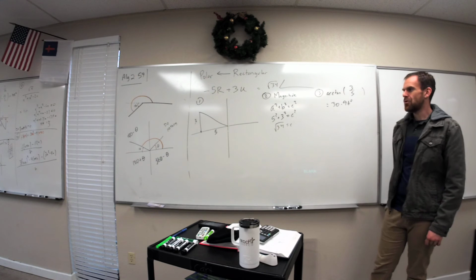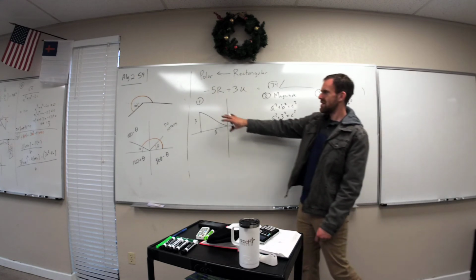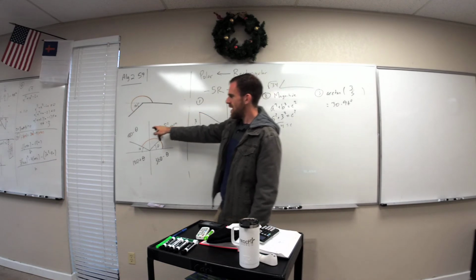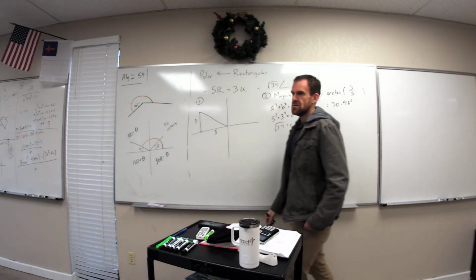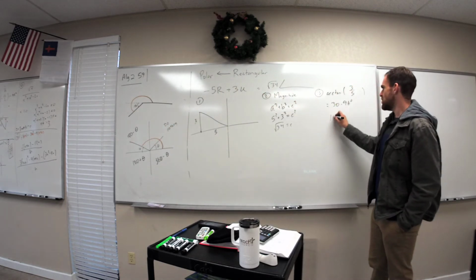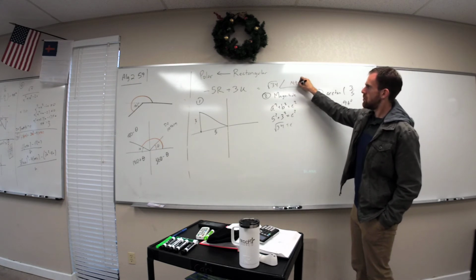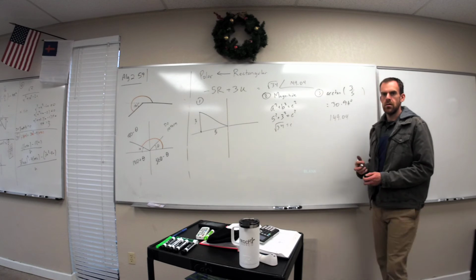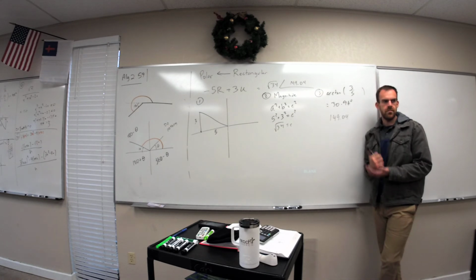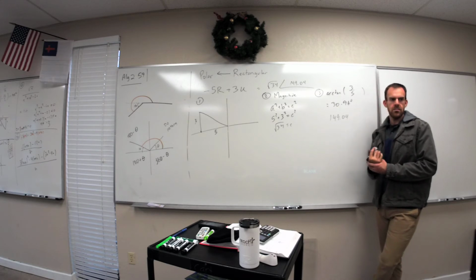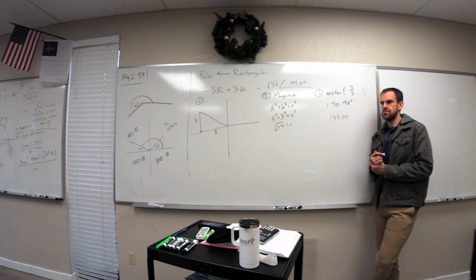So this is 30.96. If it lives in this quadrant, do I get to leave it? No, I have to subtract from 180. So this is 180 minus that, which is 149.04. Questions? Do we put the degrees up there too? 149.